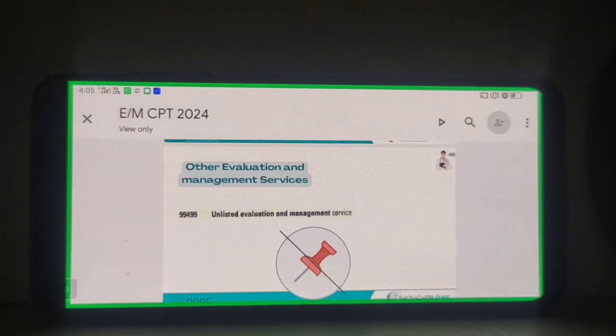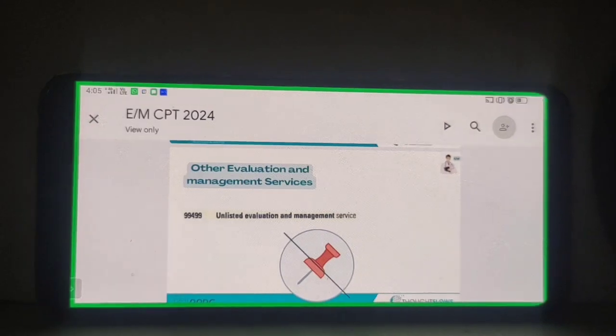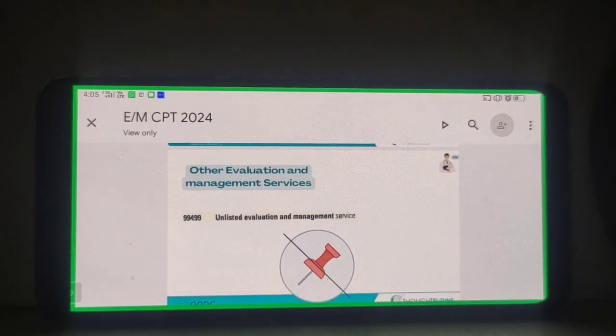Actually, if you are going to report any unlisted procedure code, not only for this chapter, you need guidelines. Our guidelines inform that you can't report the unlisted procedure code frequently. Based on the guidelines only, we have to select the unlisted procedure code. That is important.